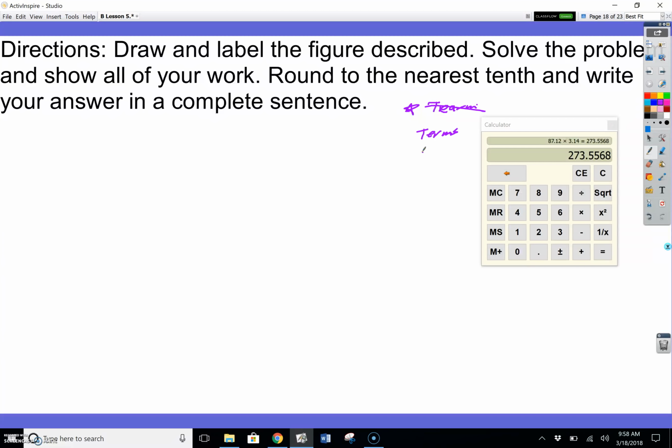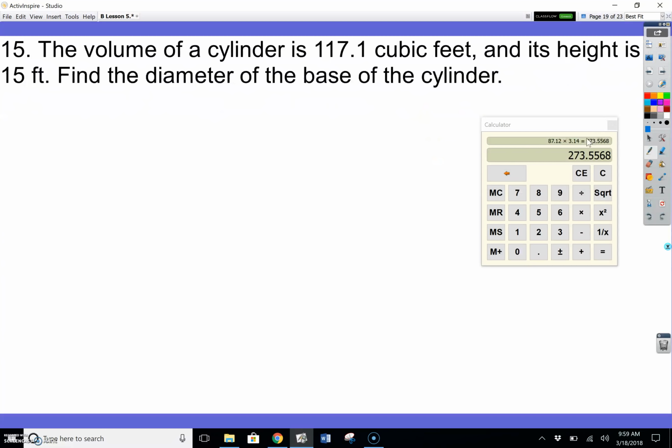Terms of pi as well, okay? So it says the volume of a cylinder. These are tricky because I'm giving you the volume. So it says, first off, draw a shape.